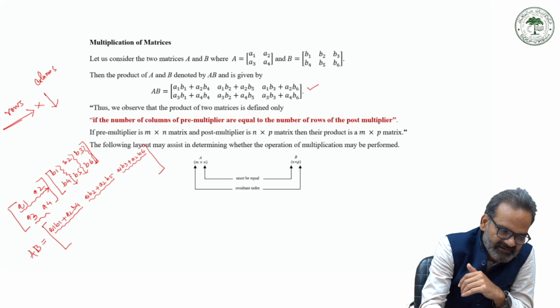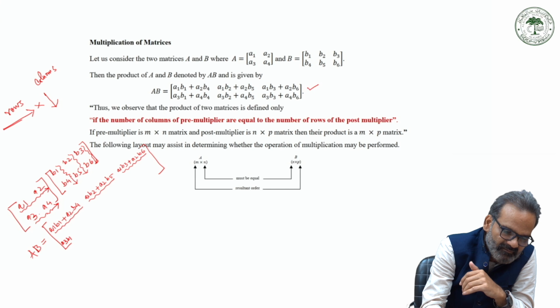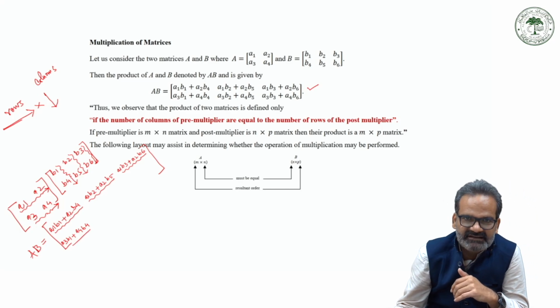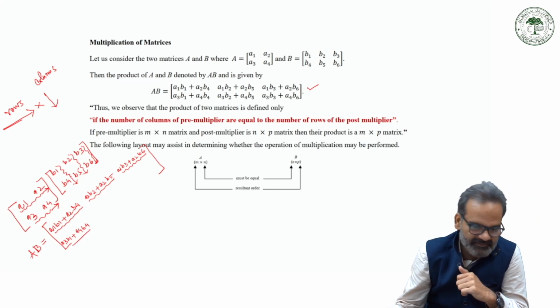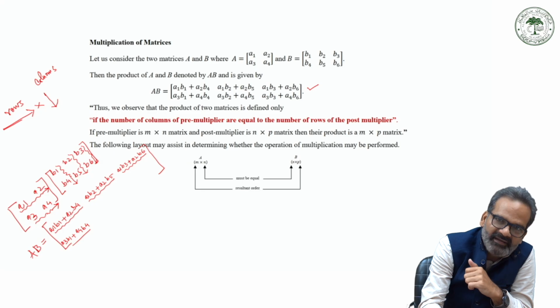So take the second row, and again multiply the second row with the first column of the second matrix. So A3 B1 plus A4 B4, right? So this is the first element of the second row of the product AB. Now the first row will remain as it is.